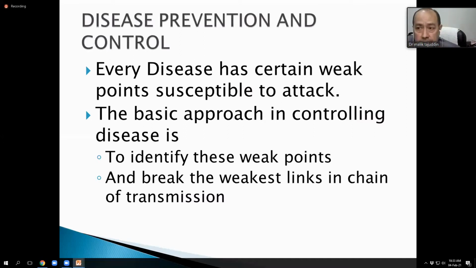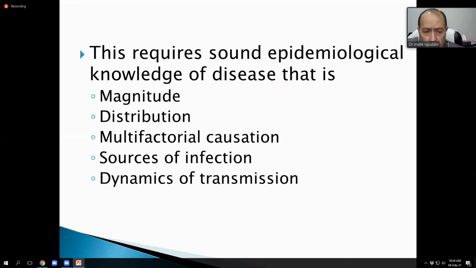But how can we break this chain of transmission of infection? For that, we have to have very thorough, in-depth knowledge of that disease, the causation of that disease, the transmission of that disease, the sources of the disease organism or disease causation. So a public health physician or consultant has to have very sound knowledge, more than a physician or a clinician, because he has to stop things before they originate. So we have to identify these weak points and then break the weakest link in the chain of transmission. Now see, how can we do that?